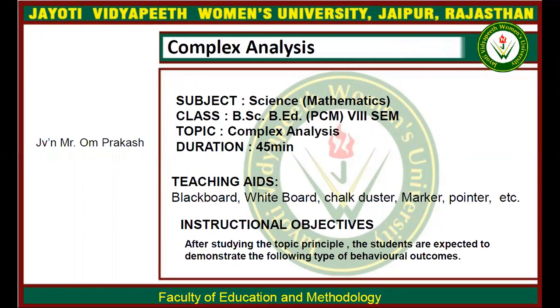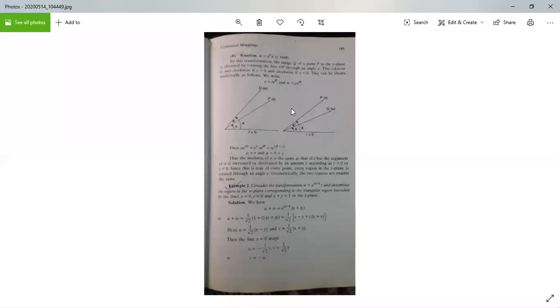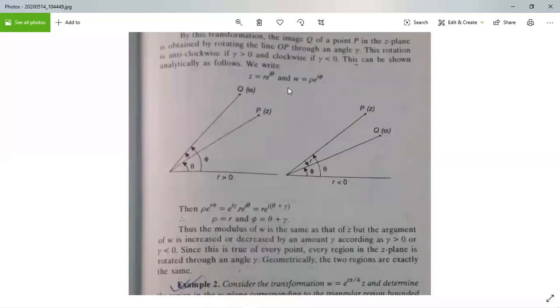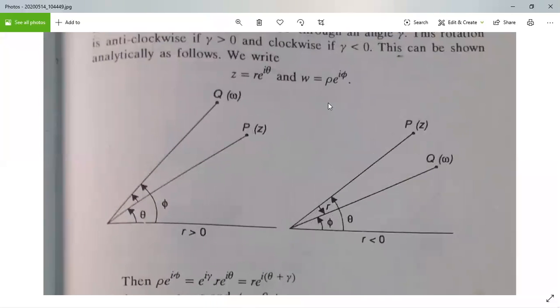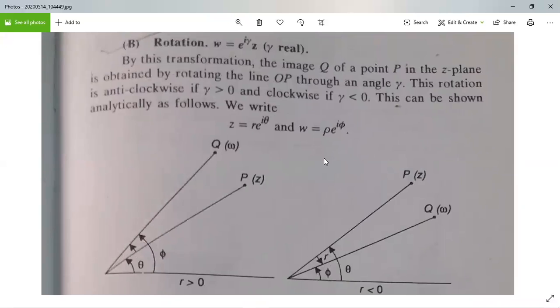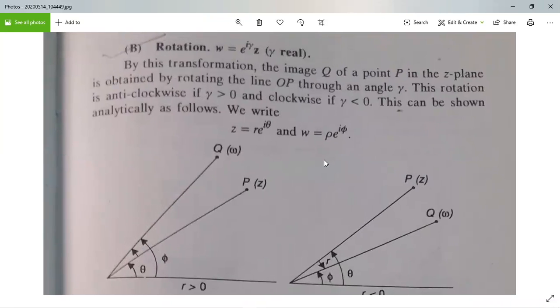In this subject, today I taught you the next concept of conformal mapping. In your last class, I showed you the translation. In this class, I will show the rotation. You know very well the spherical coordinate system. We use these things in this concept.